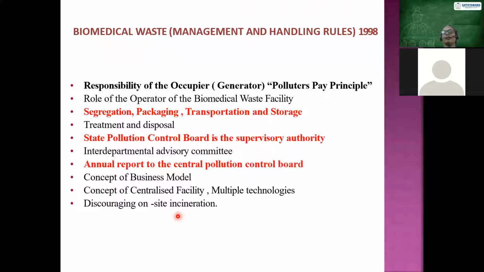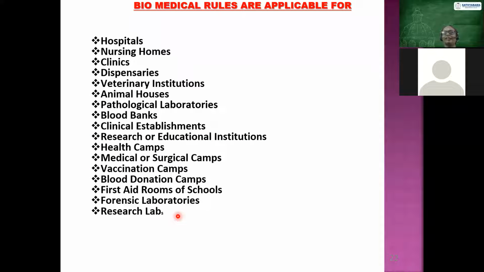So the biomedical rules were formed in 1998, and after that it all comes under control. Now you all see where the biomedical rules are applicable: all hospitals, nursing homes, pathological laboratories, animal houses, veterinary, research and educational institutions, health camps, medical and surgical camps, vaccination camps, blood donation camps, first aid rooms, research labs. Everywhere these biomedical rules will be applicable.